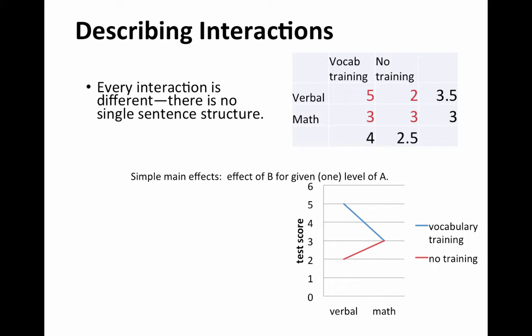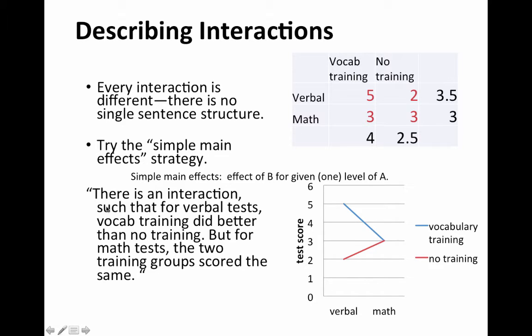Interactions, you try to tell a story. So you just explain what's what. And usually the way to go is what's called a simple main effect strategy. And what that means is you pick a level of one and talk about the values of the other. So you pick verbal, and then you talk about no training versus training in verbal. And you talk about math, and then you talk about no training versus vocabulary training in math, for example.